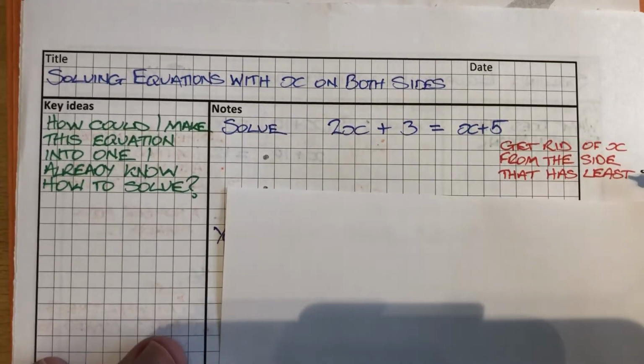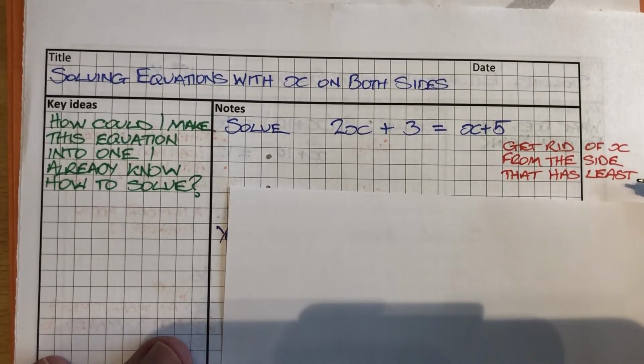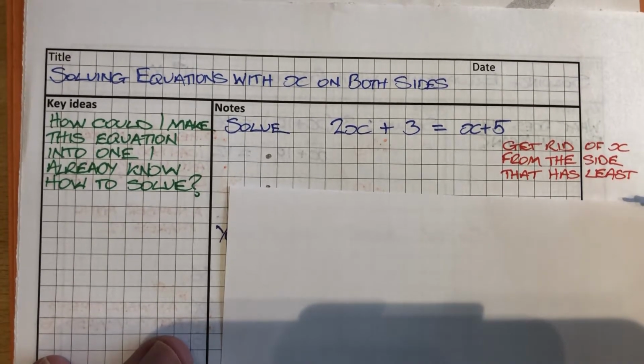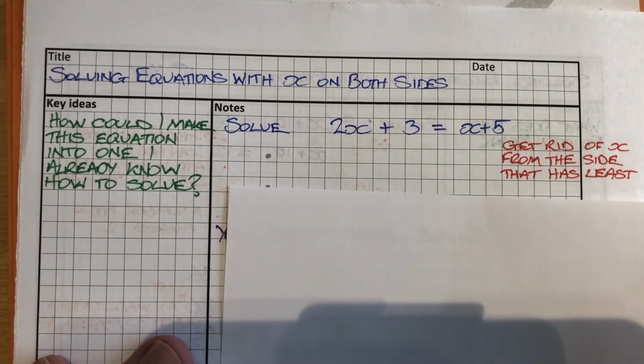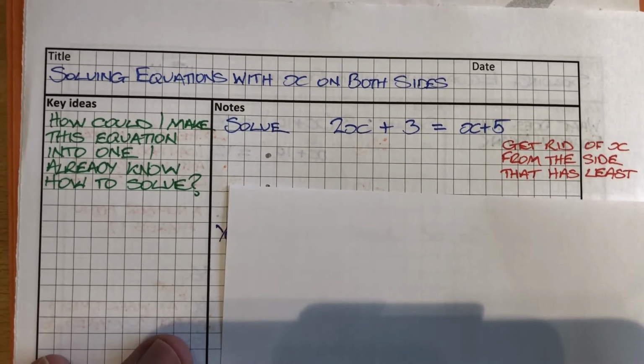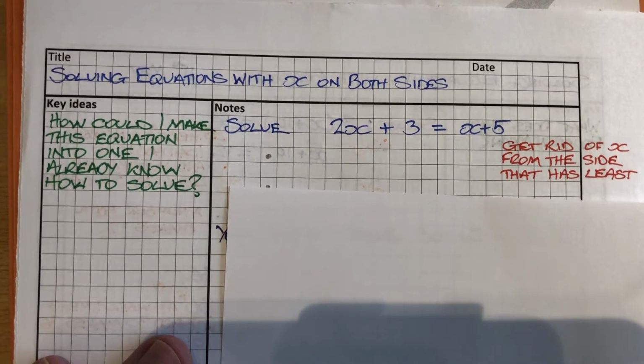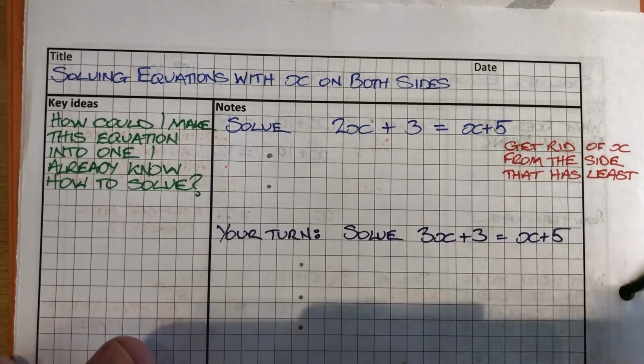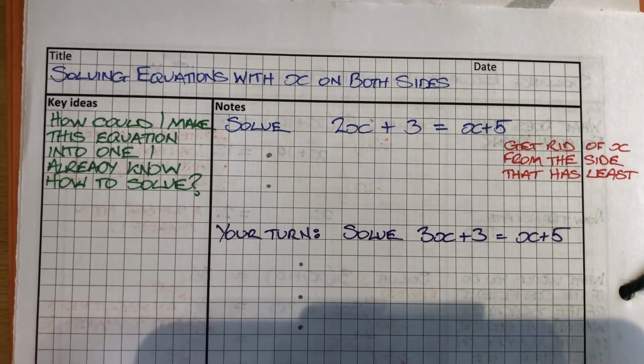I choose the side that's got the least on it. I could get rid of x from the other side, but that's going to lead to dividing by a negative number. And I say, why would I do that to myself? I'm going to get rid of x from the side that has got the least amount of x to start with. So let's have a look.